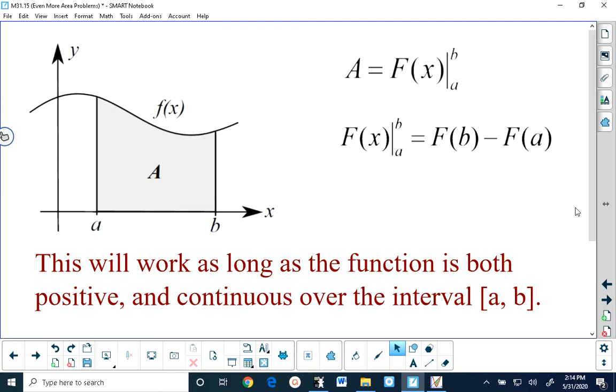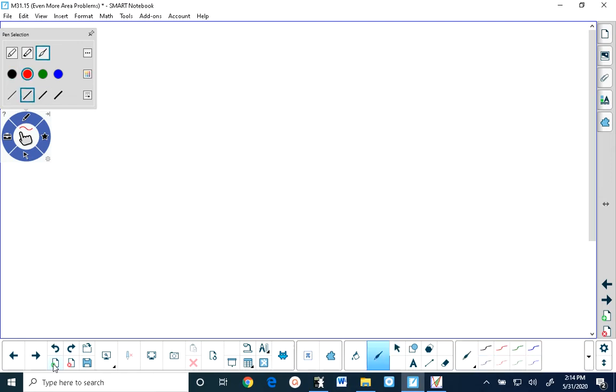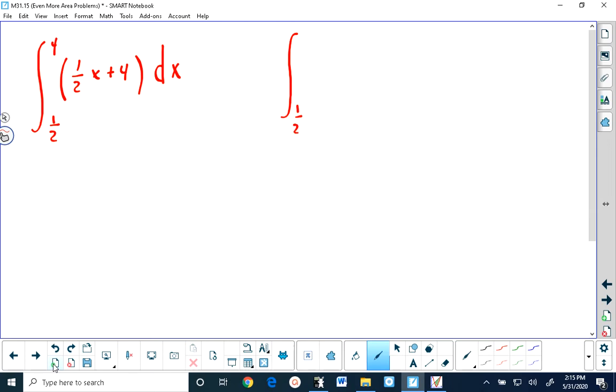So let me write out what it is we're going to have to do. We are going to have to find the area from 1/2 to 4 underneath 1/2 x plus 4, and that can be calculated by taking the integral from 1/2 to 4 of 1/2 x plus 4 dx. We are also going to have to calculate the area below x squared minus 4x plus 6 from 1/2 to 4. And that can be found by evaluating the integral from 1/2 to 4 of x squared minus 4x plus 6.